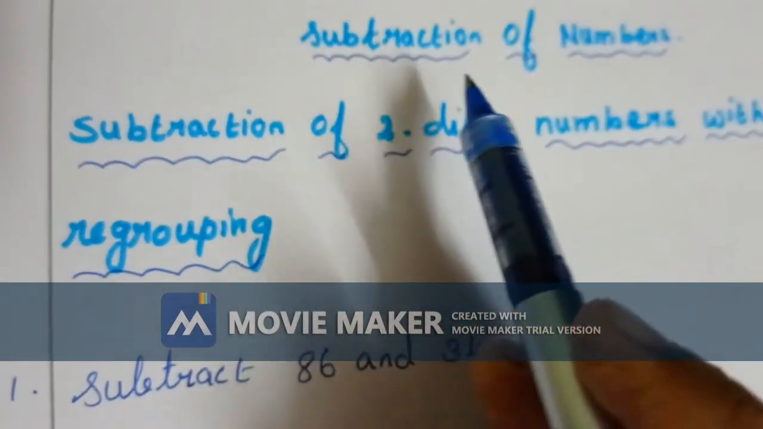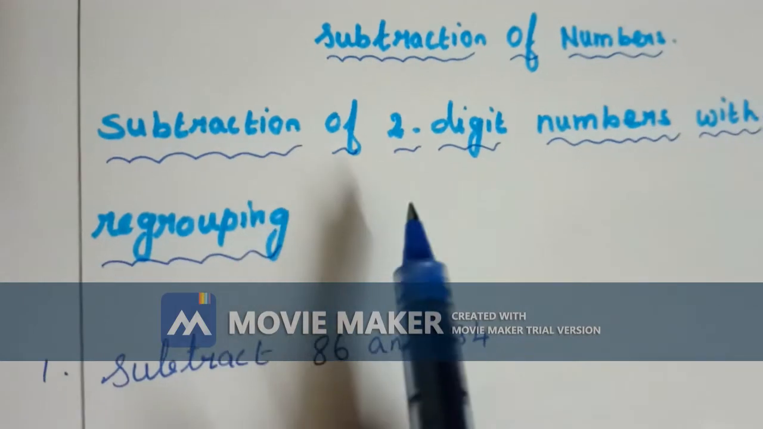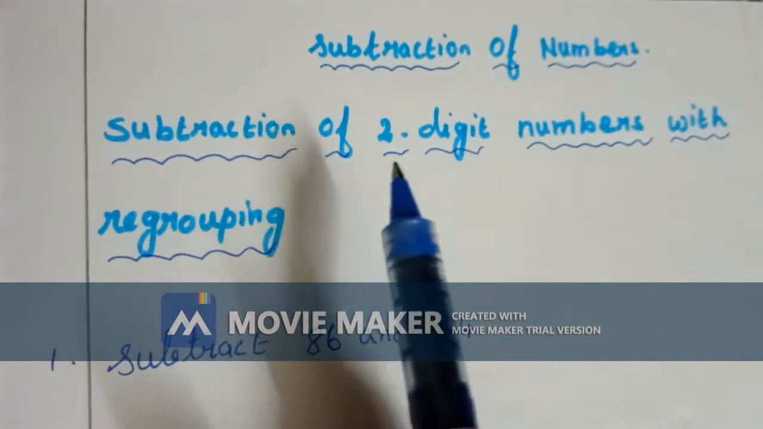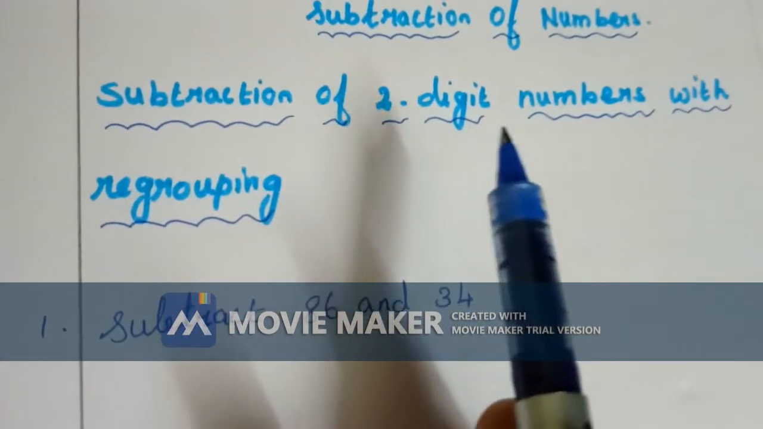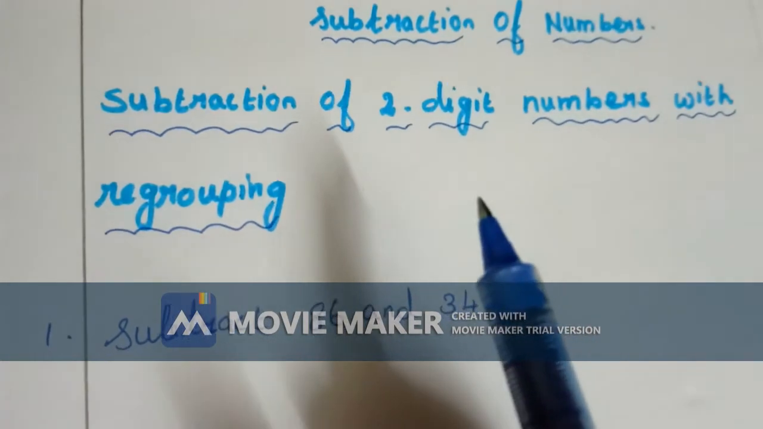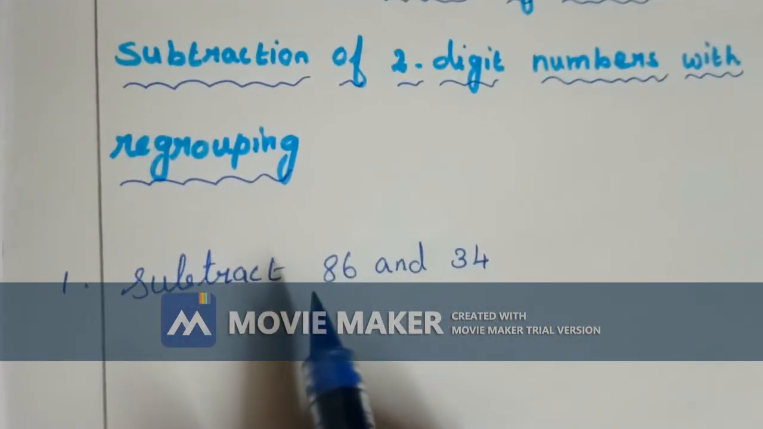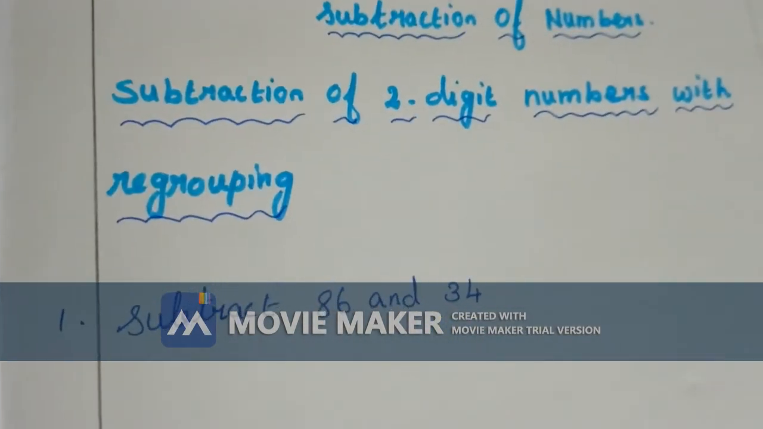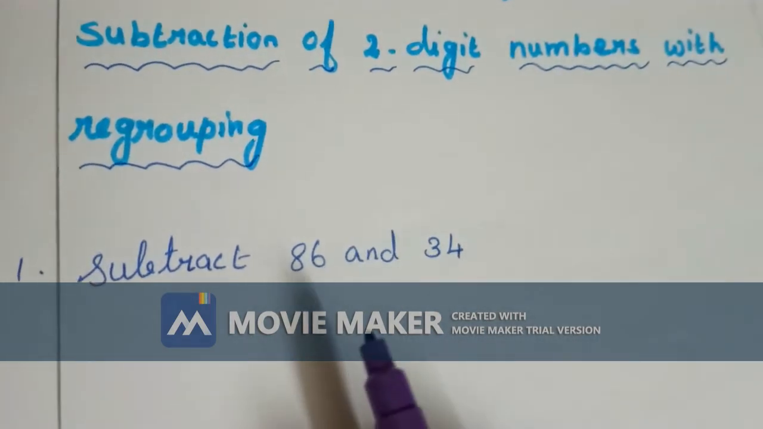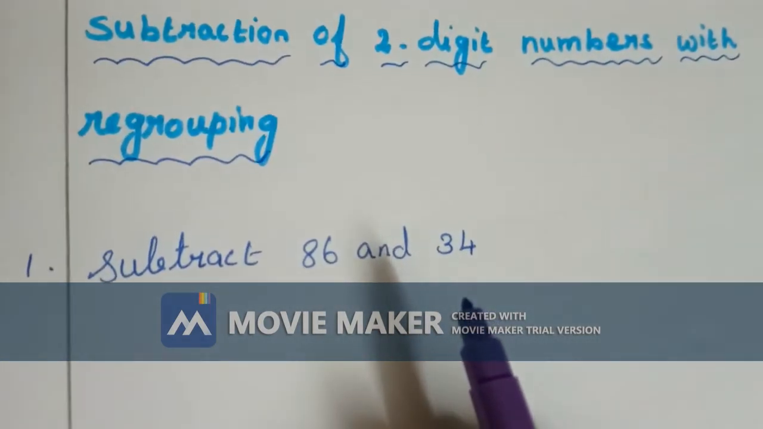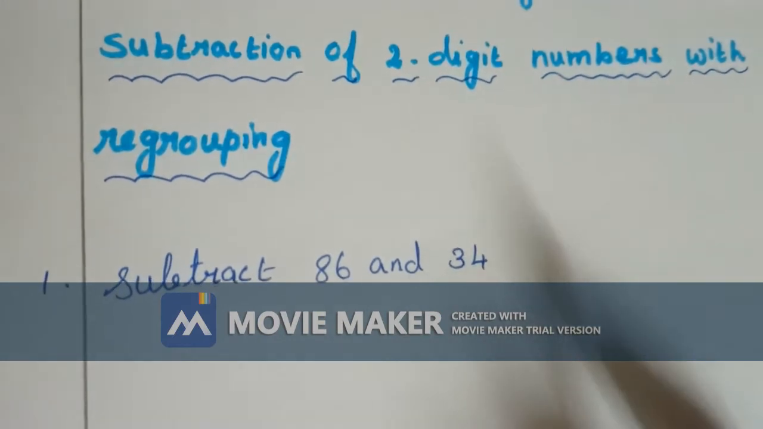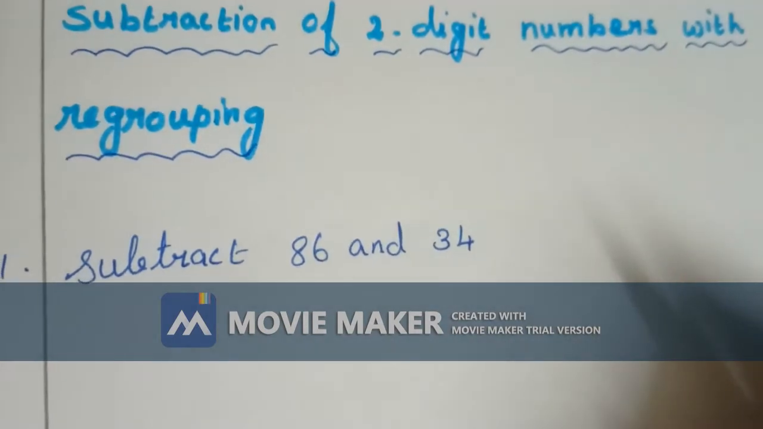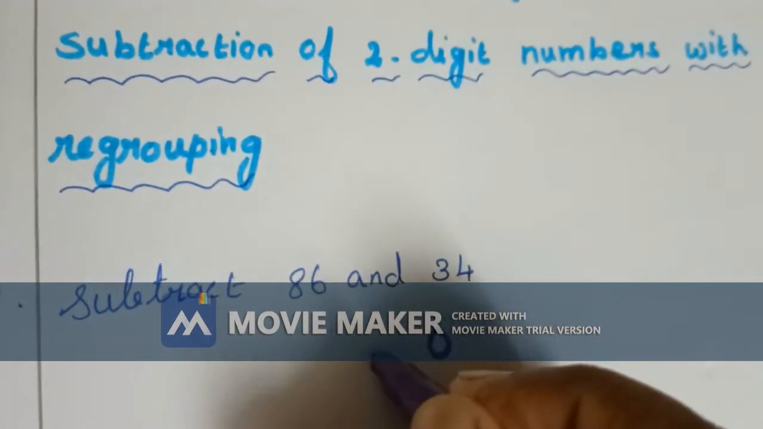Okay children, subtraction of numbers. Subtraction of two digit numbers with regrouping. First we are going to see the subtraction of two digit numbers with regrouping. The first question: subtract 86 and 34. What is the first step children? Yes, we have to write the place value box for these numbers. These two numbers are two digit numbers, so the two digit numbers have two values. They are ones and tens.